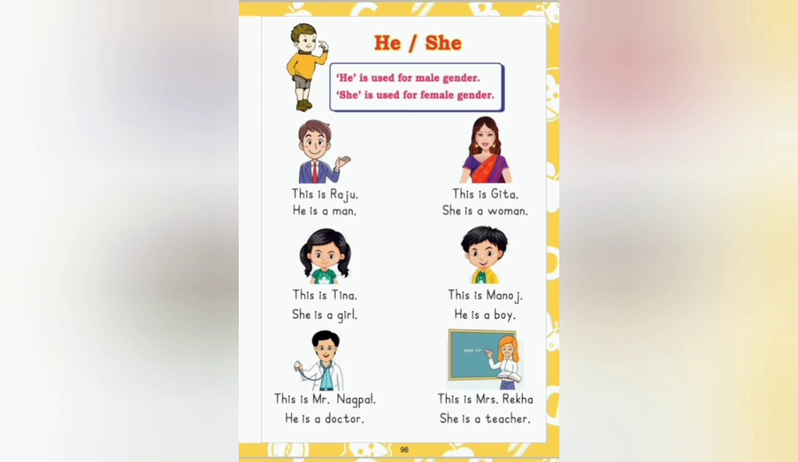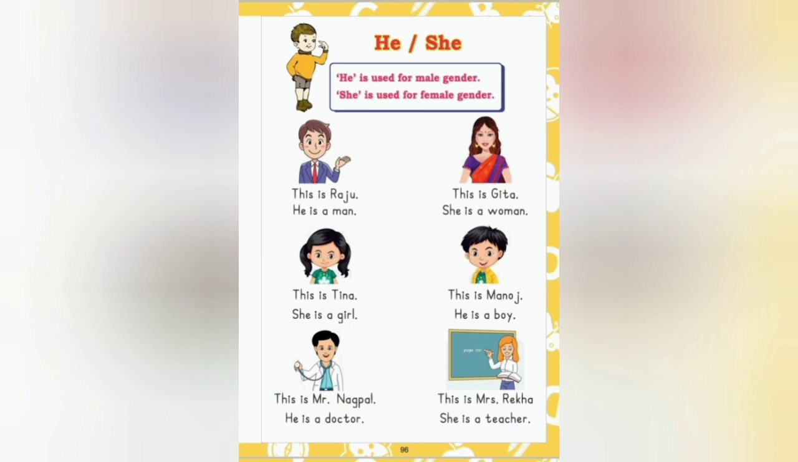First sentence is, this is Raju. He is a man. This is Geeta. She is a woman. This is Tina. She is a girl. This is Manoj. He is a boy. This is Mr. Nagpal. He is a doctor. This is Mrs. Rekha. She is a teacher.